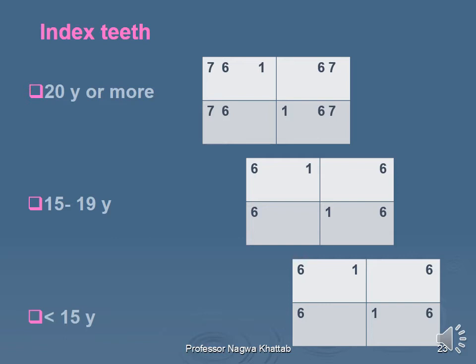Again, the index teeth. If the patient is 20 years or more, they are 10 teeth. If the patient is less than 20 years, the same teeth as the oral hygiene index simplified.